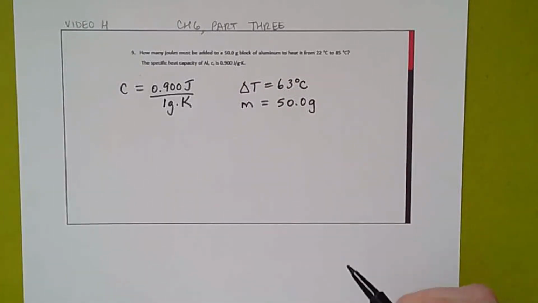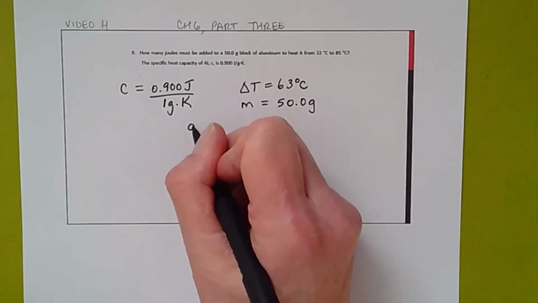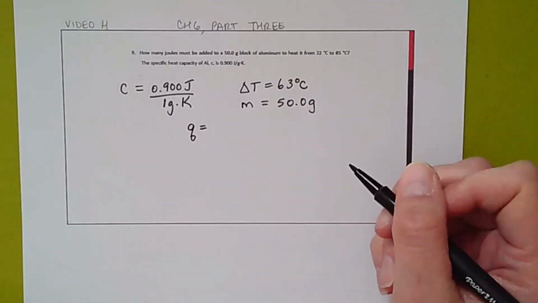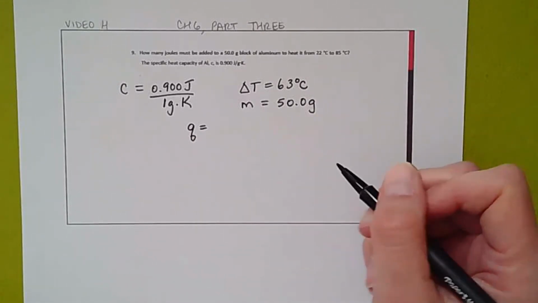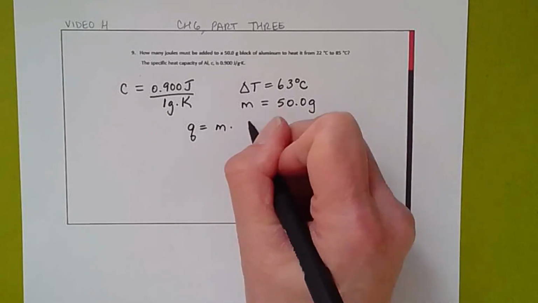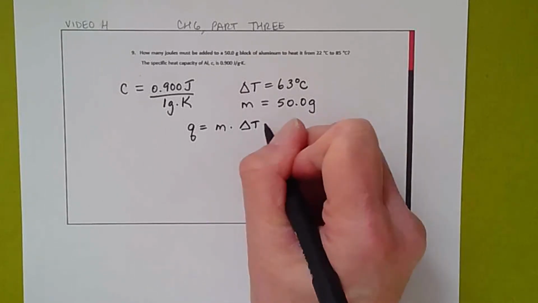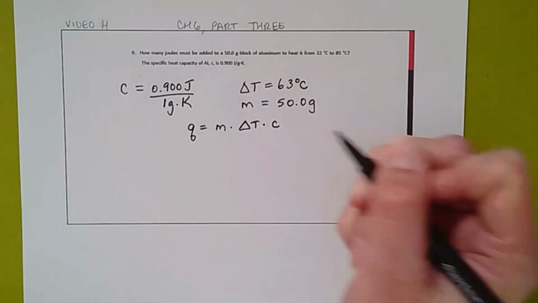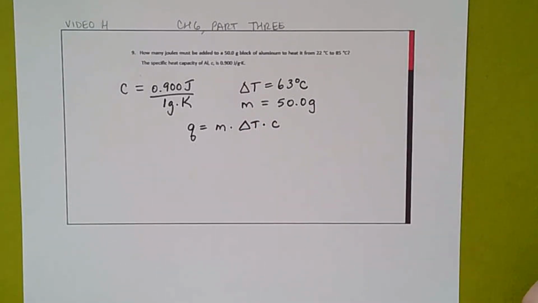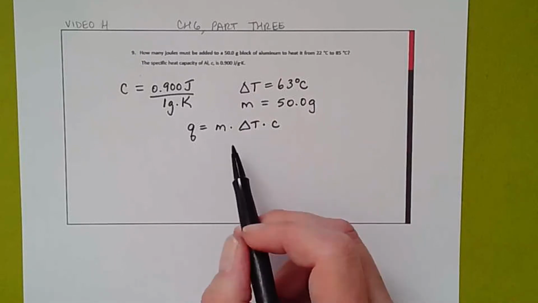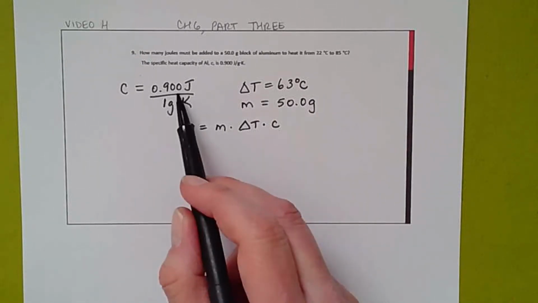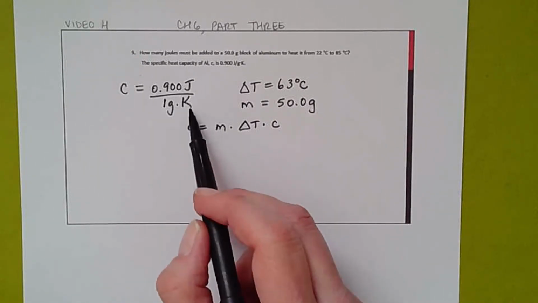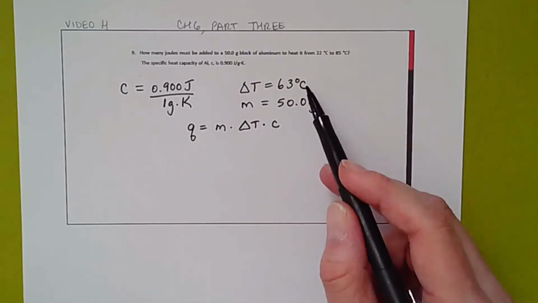Now with calorimetry, we have this equation that we use over and over and over again, and that is shown here. Q, which is the heat exchanged, equals mass times delta T times the heat capacity C. So notice here that we're going to have C in there, which has joules over grams and kelvins, and we're going to be multiplying that times delta T, which is in Celsius.